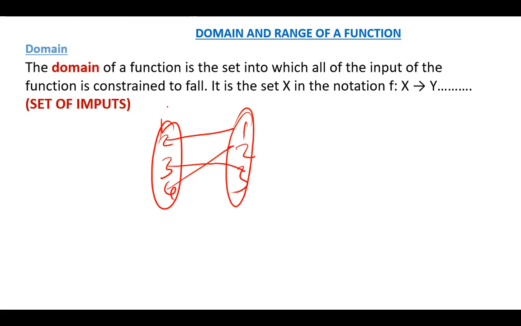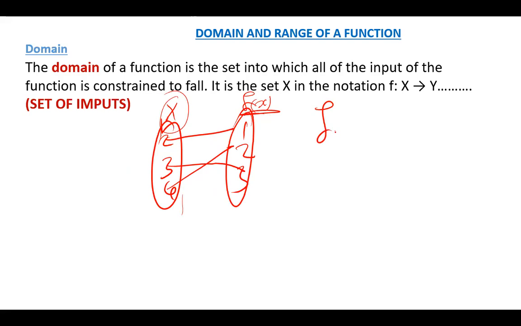Then you have these numbers being mapped onto the other set. So we have the first set of X, we have the other set of f of X. So this set of X is the one that we call the domain. So these numbers that we're using to find f of X are the ones that we're calling the domain.